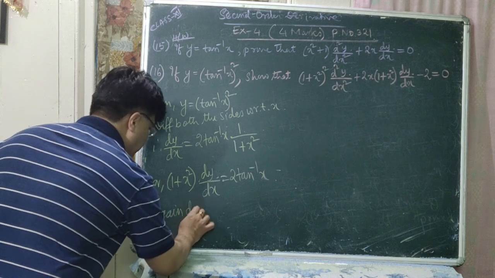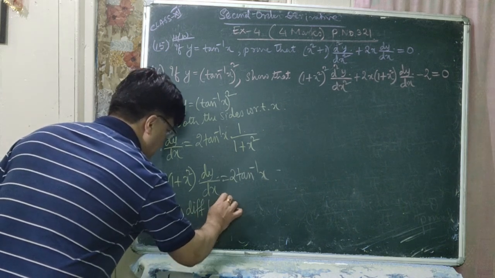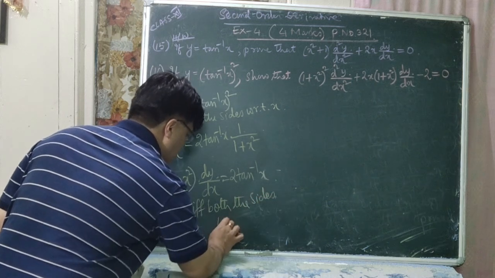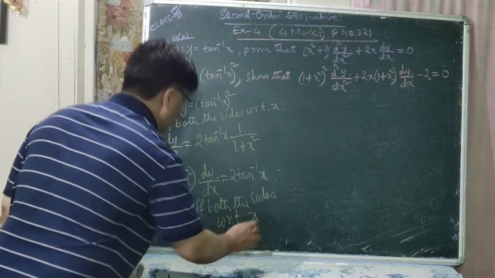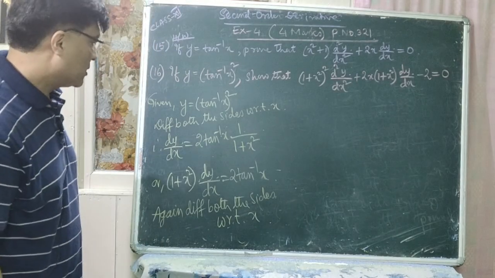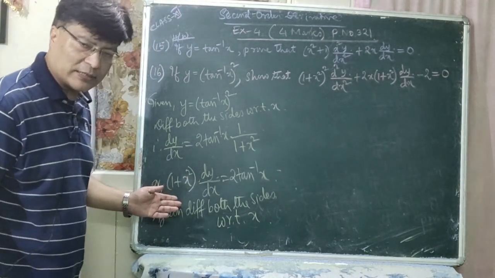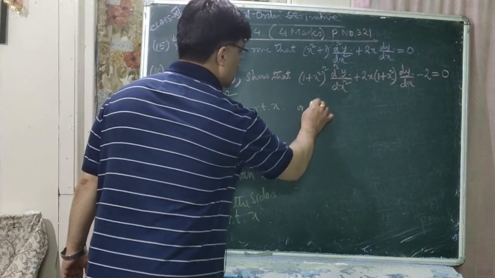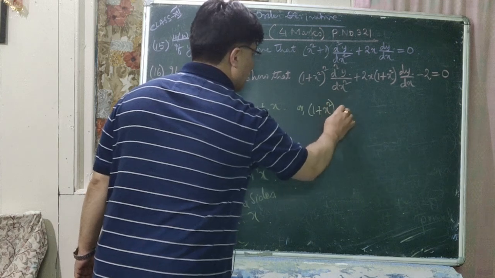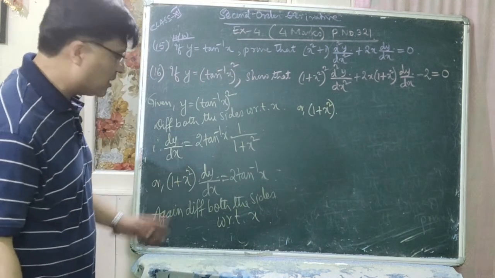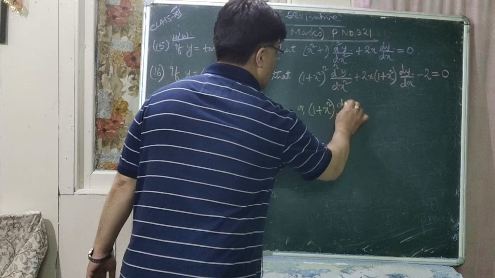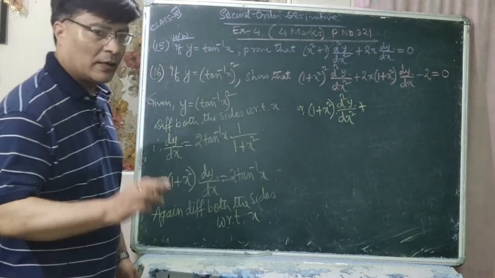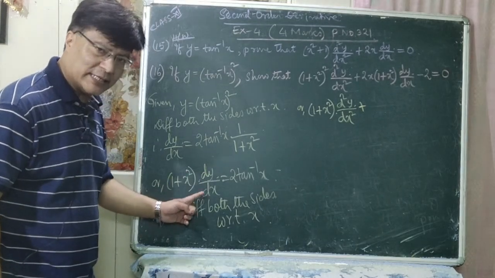So again differentiating both the sides with respect to x. Okay. So now let's differentiate this left hand side. You can use UV rule or product rule. Now keeping the first term as it is, 1 plus x square as it is, differentiate dy by dx with respect to x, which is d2y by dx square, plus, now keeping dy by dx as it is, differentiate the first term.